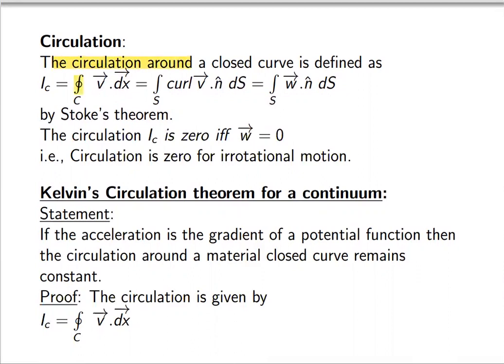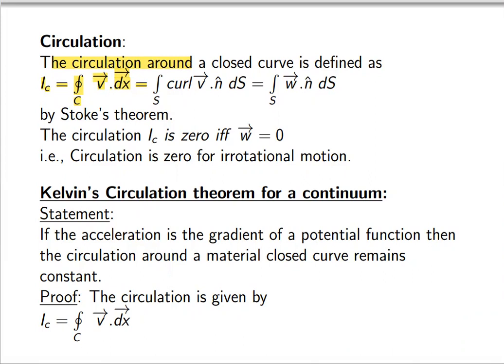the line integral over that closed curve C of v dot dx. The vector v is the velocity. That integral is nothing but the circulation. The circulation around a closed curve, denoted by IC, is nothing but the line integral of v dot dx, where v is velocity and dx is the position vector of any point in that continuum.